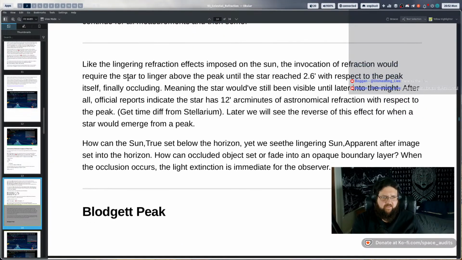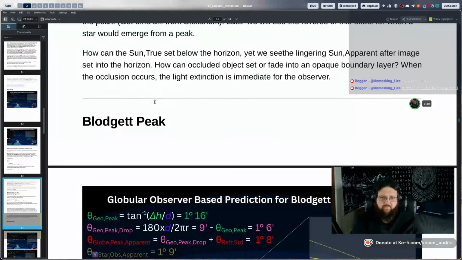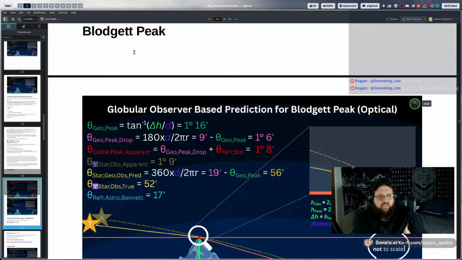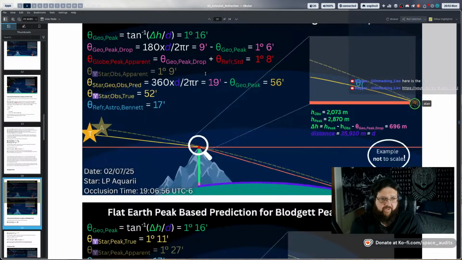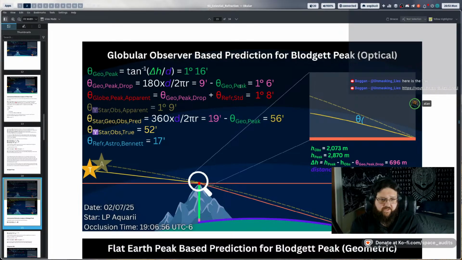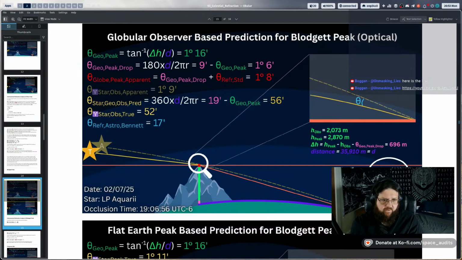All right, the lingering refraction. Okay, we'll come back to that. Okay, Blodgett Peak. So now we're going to analyze Blodgett Peak. Same conditions. So rise over run gives us 116 for flat Earth. Globe predicts 106. With refraction, they predict 108. For the apparent position at their location, the star was occluded at 109. So they're above the peak on that one, instead of being aligned with it.